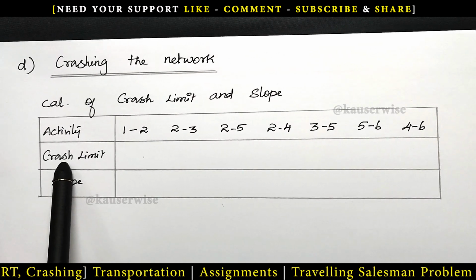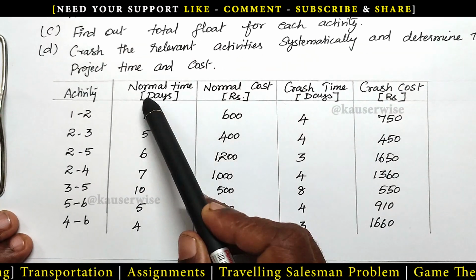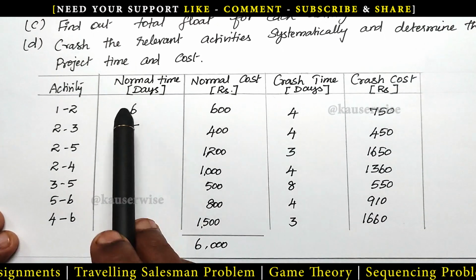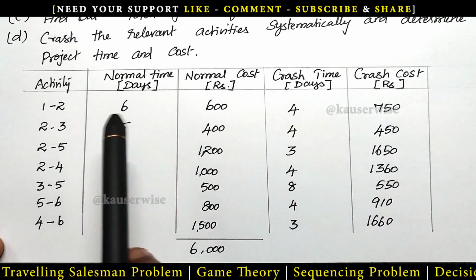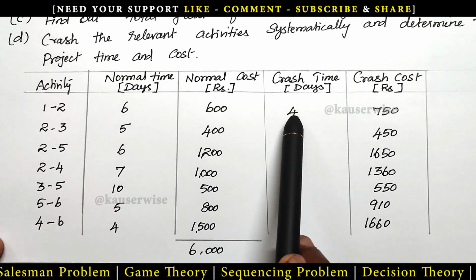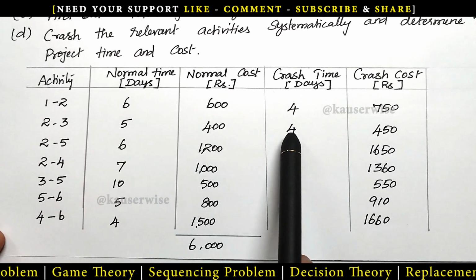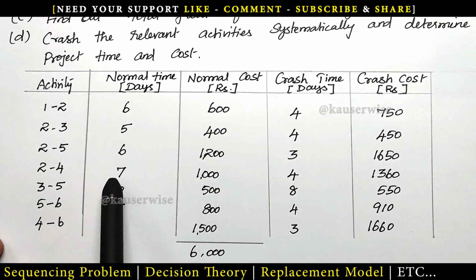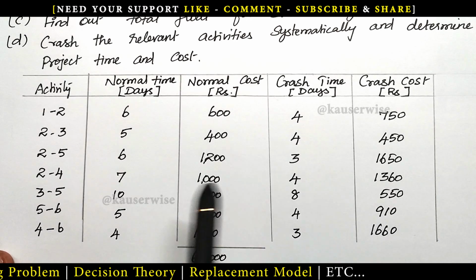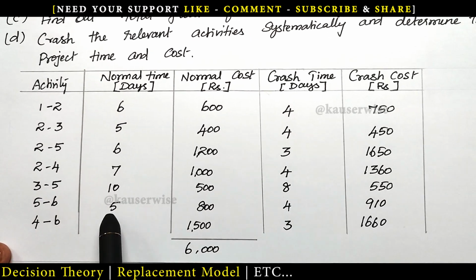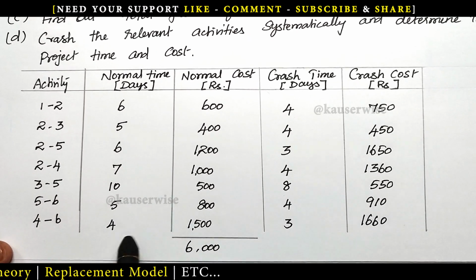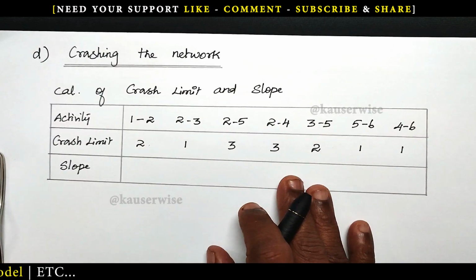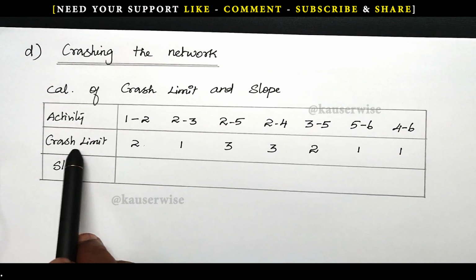For crash limit, see the problem. Here we have normal duration and crash duration. The difference between these two is called crash limit. For the first one, 6 minus 4, 2. Then 5 minus 4, 1. 6 minus 3, 3. 7 minus 4, 3. 10 minus 8, 2. 5 minus 4, 1. 4 minus 3, 1. This is the crash limit. See the calculation. We have entered the crash limit.